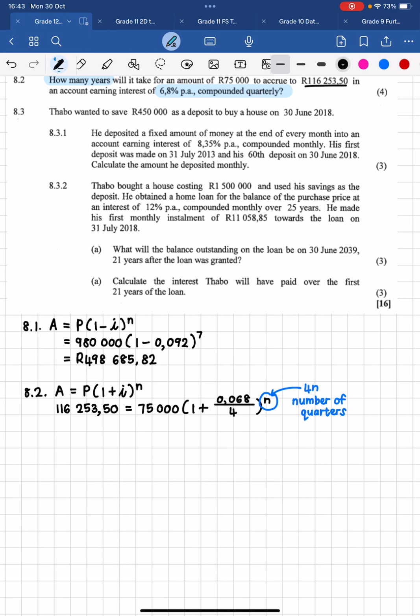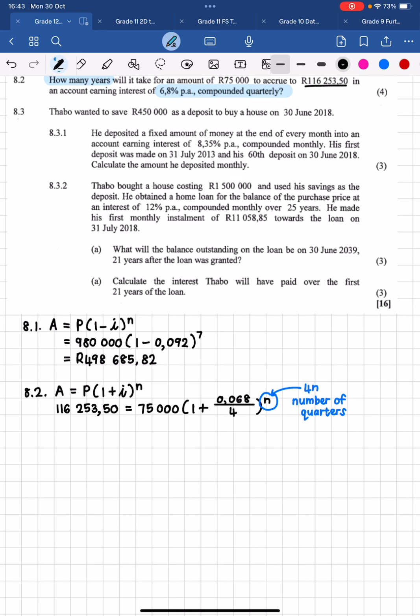Now I need to solve for n here. The first thing that I need to do, guys, is I need to move this 75,000. So in my calculator, I'm going to type 116,253.50, and I'm going to divide it by 75,000.